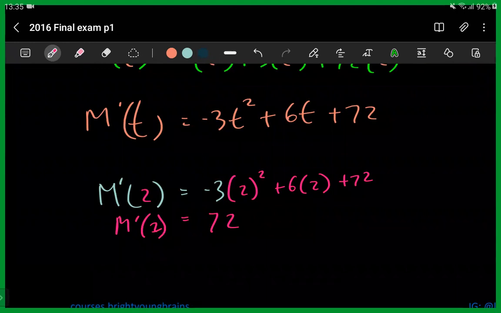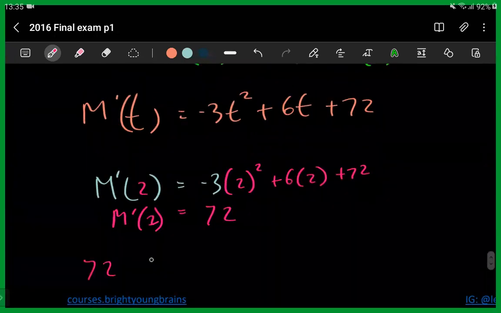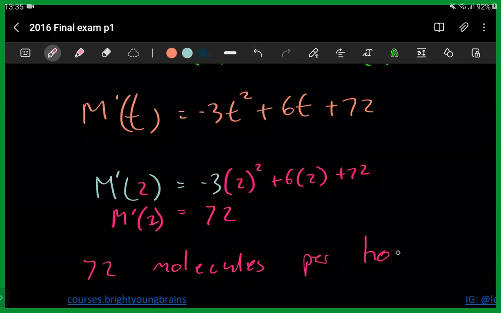You can see you don't have to worry too much. You can then just say you have 72 molecules per hour. If you just left it as 72, that's still fine. Still 100% A-okay, because you get your marks for the derivative, you get a mark for subbing in correctly, you get a mark for the final answer. This is just extra information, just to be fancy.